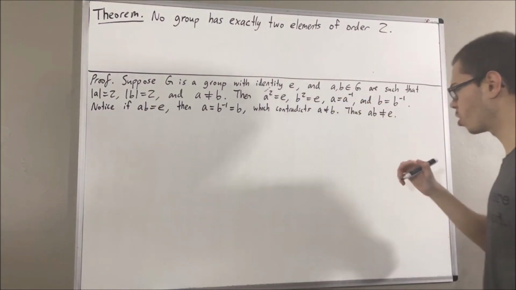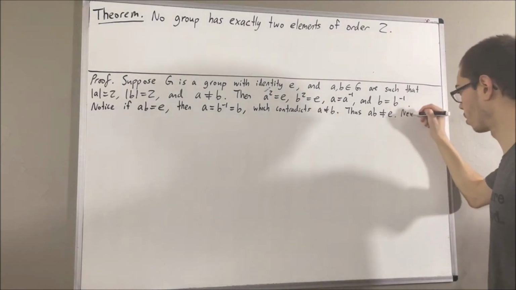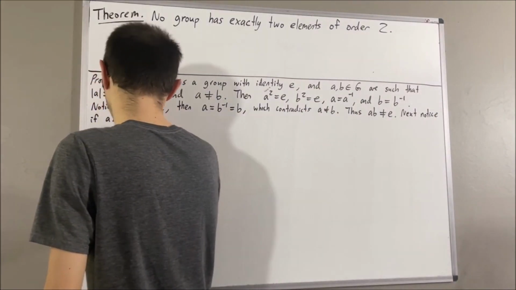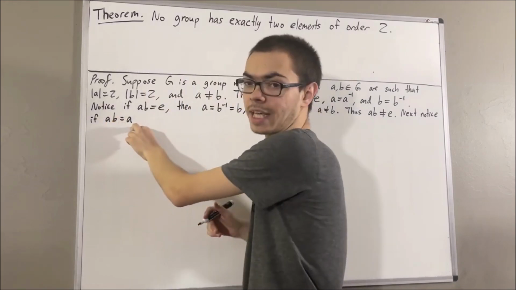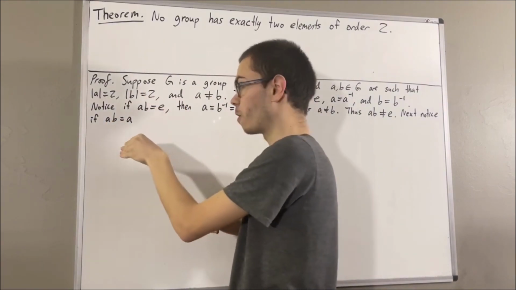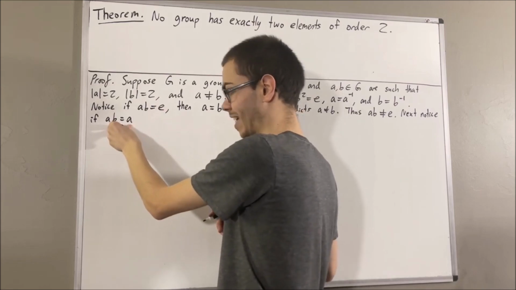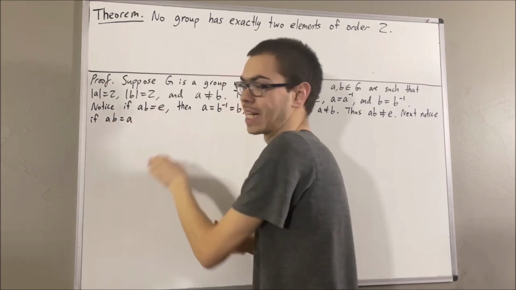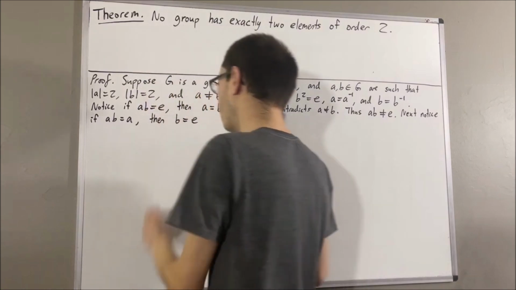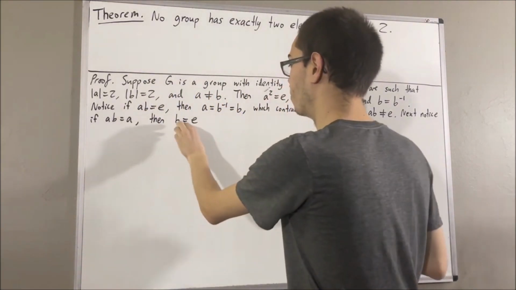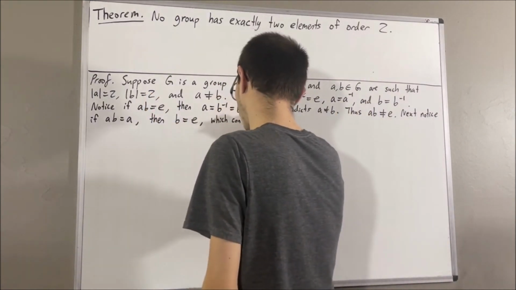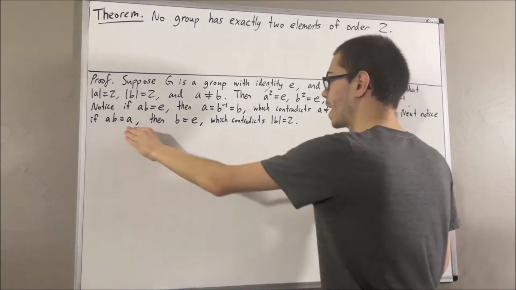So then, what goes wrong if AB is equal to A? If this happens, then AB is equal to A times the identity. So by the cancellation law for groups, we can cancel out the A's. So we get that B is equal to the identity. But the identity element has order 1. So this contradicts the fact that B has order 2. So we can't have AB equal to A.